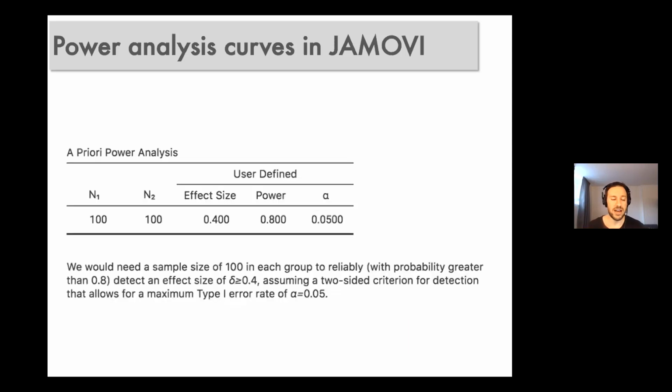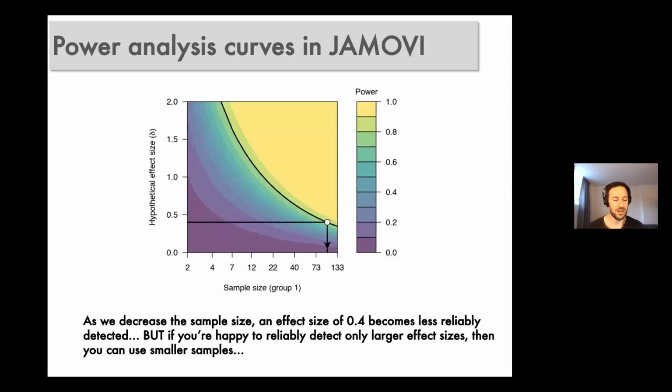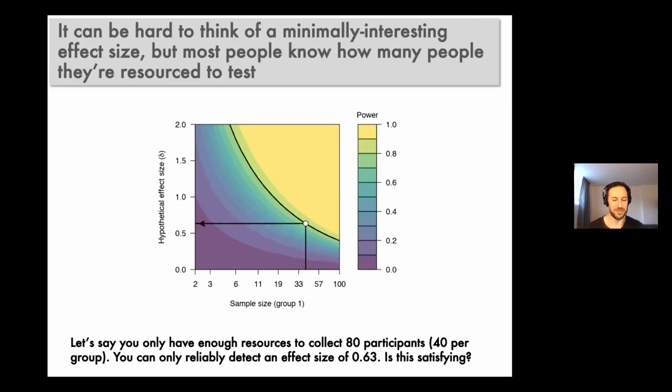In this case, we need 100 people in each group to detect this minimal effect size of interest. We can see that as we decrease the sample size, an effect size of 0.4 becomes less reliably detected. But maybe you're happy to detect only larger effect sizes. Again, I wish I could say this is what you should do for your research, but there are no rules of thumb. You have to think carefully about your own research and justify why you're picking these effect sizes of interest.